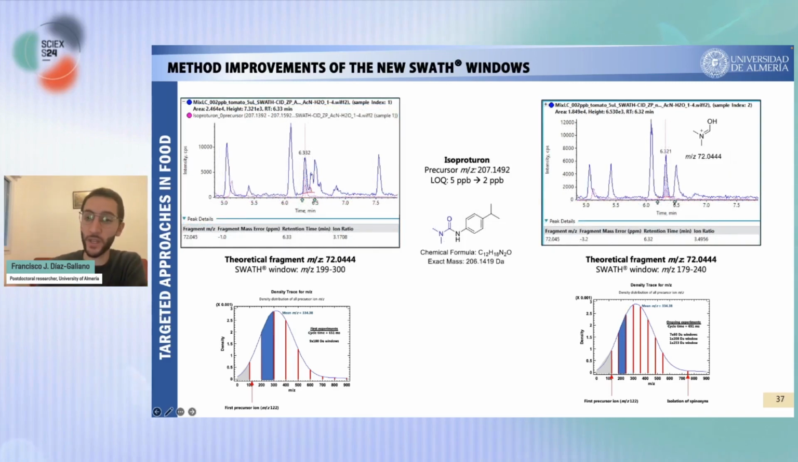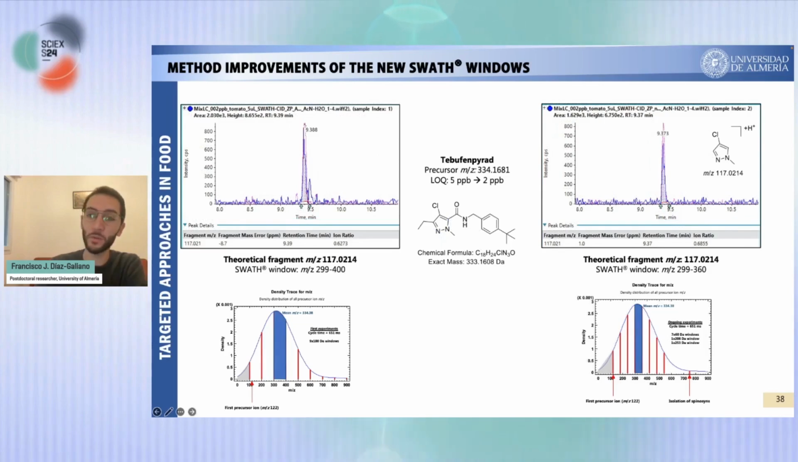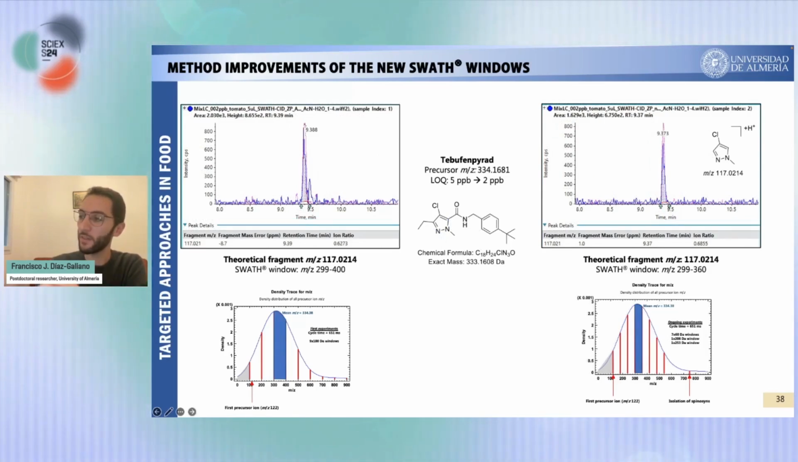Isoproturon is another urea, which was used until about 10 years ago in the European Union before it was banned. And again, the most abundant fragment ion with the new SWATH DIA configuration can be used for its analysis. Another good example of the removal of interferences is tebufenpyrad, moving from 5 to 2 ppb, and the removal of the coeluting interference.